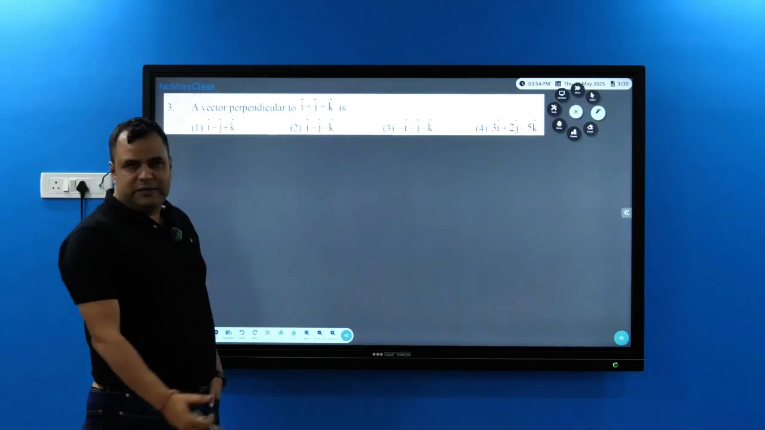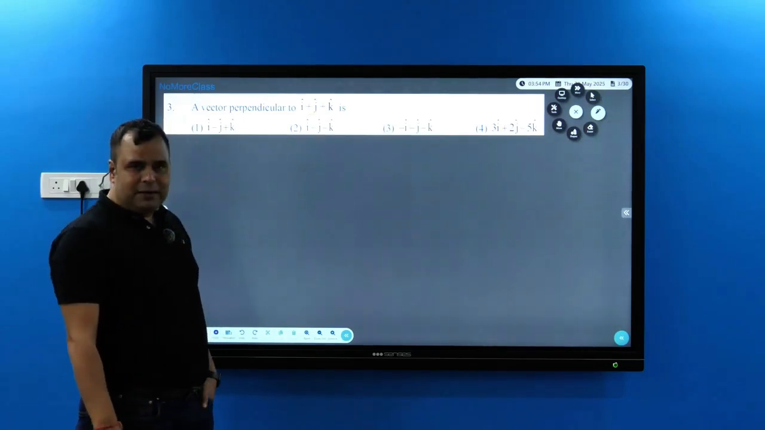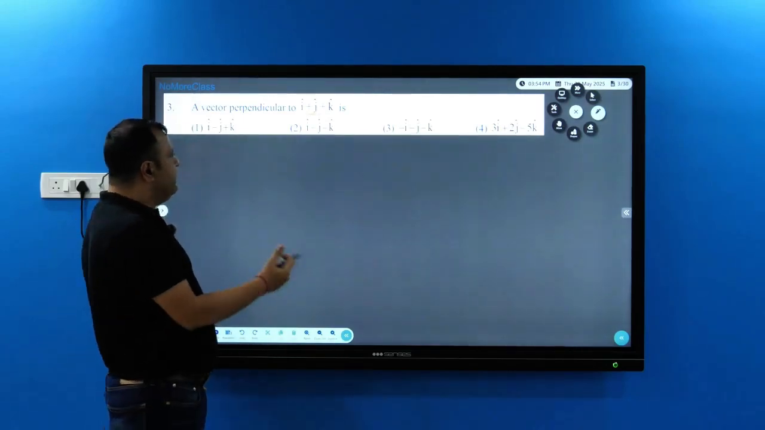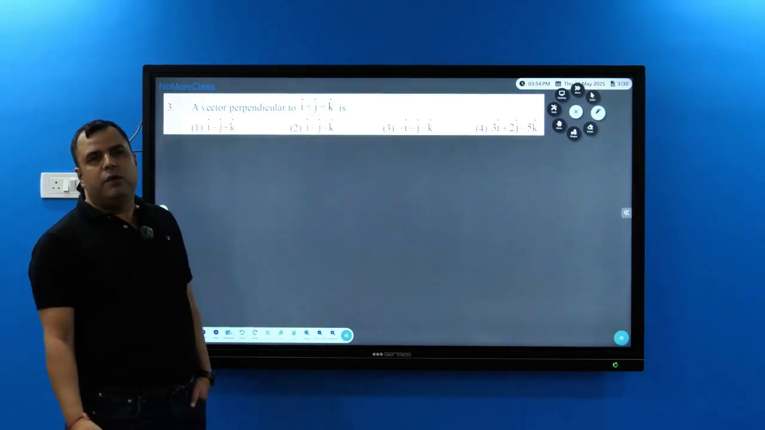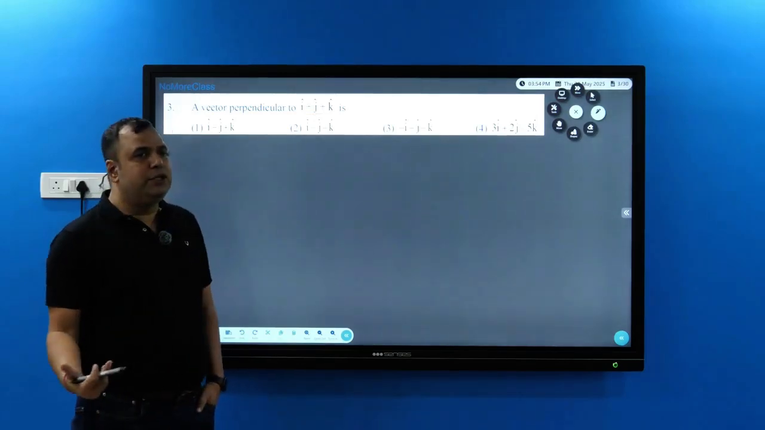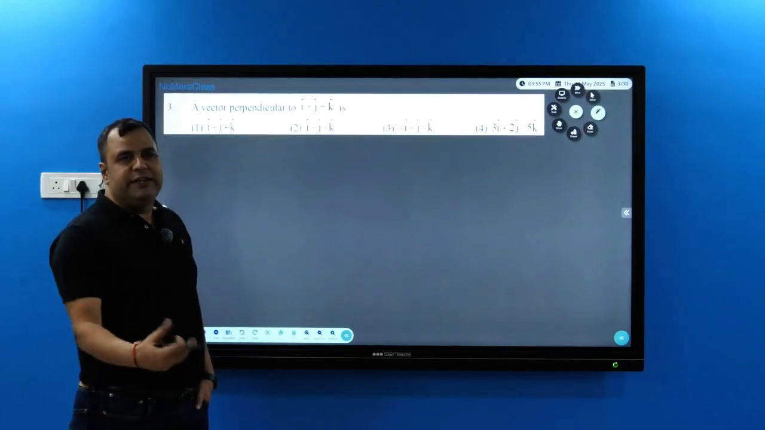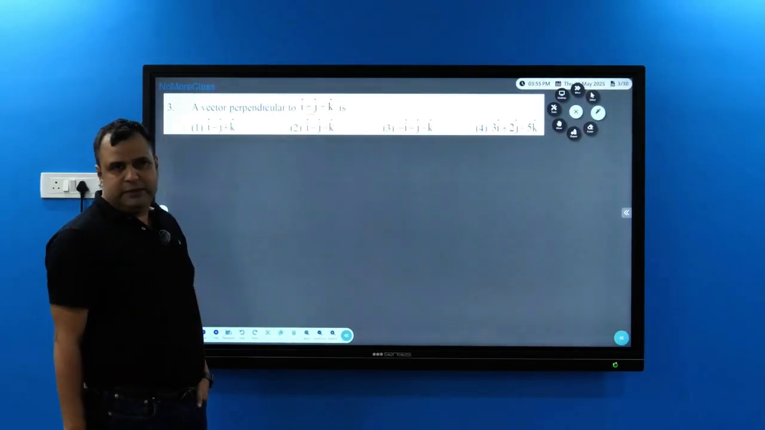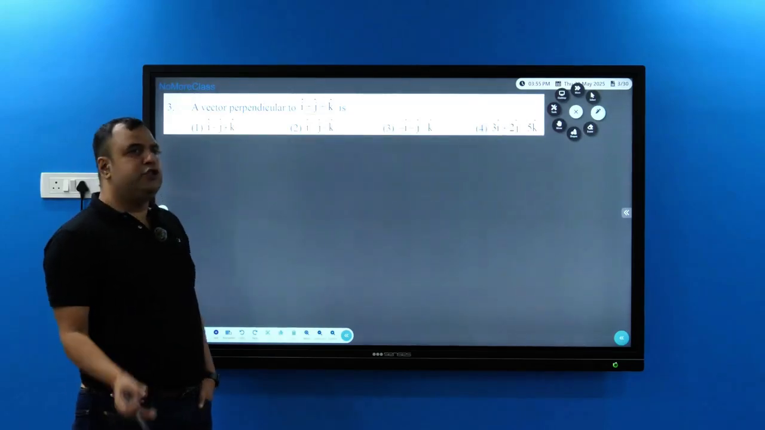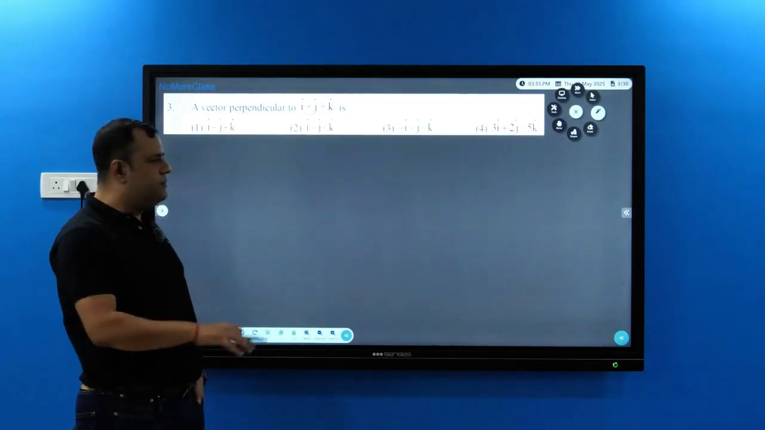Now we had 2 methods for it actually. One method is just checking. Basically, we can check each and every option, because this question is single option correct. So once we get the right answer, we don't have to check further. The second way is that we solve this question. I'll do this question by both the methods.